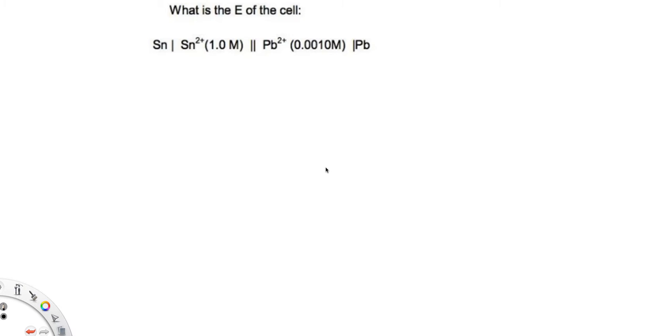We want to determine the electrode potential, or EMF, of a cell when tin is being oxidized, losing 2 electrons, and lead-2 is being reduced. Its charge is going from +2 to neutral, so that's reduction. Its charge is being reduced.